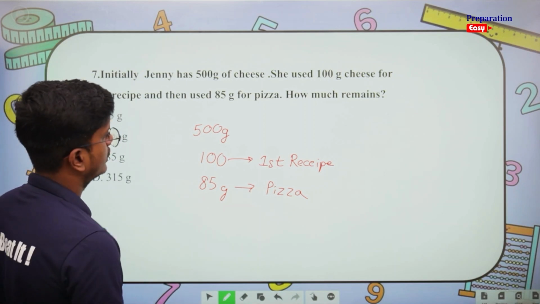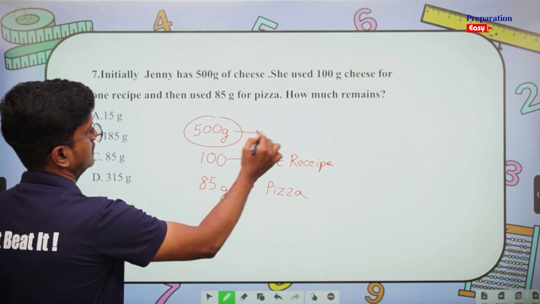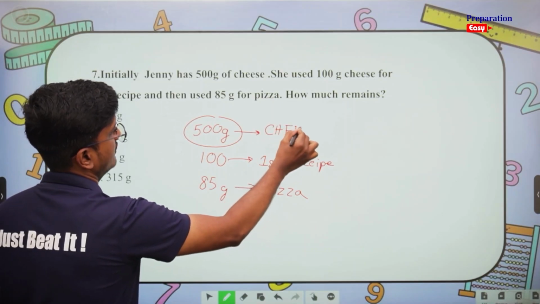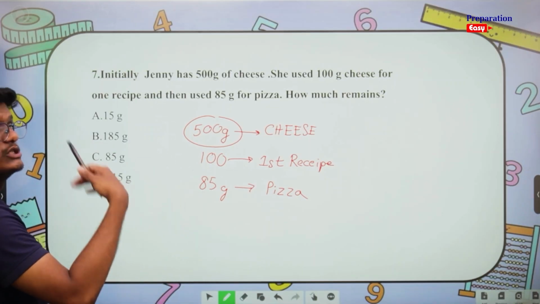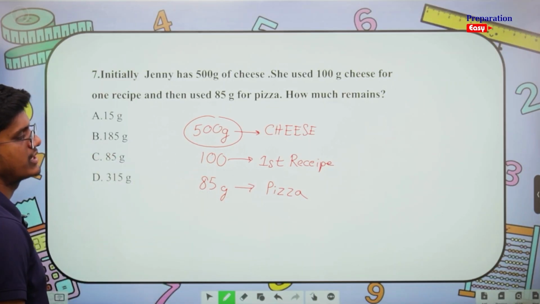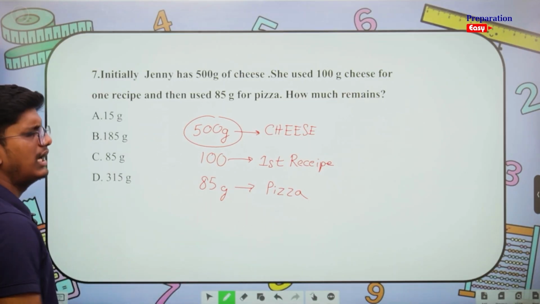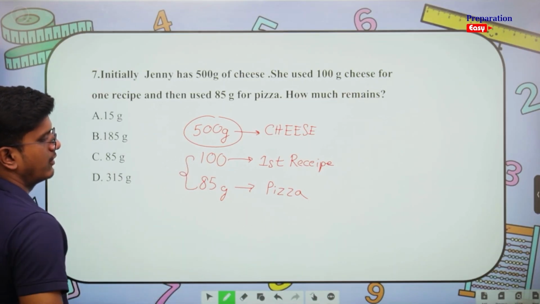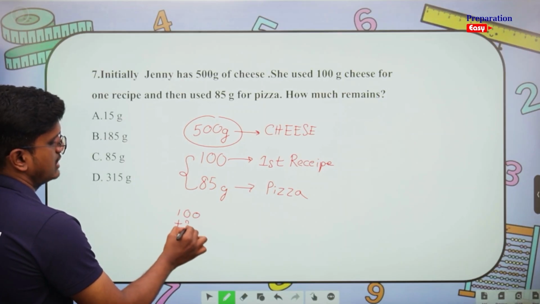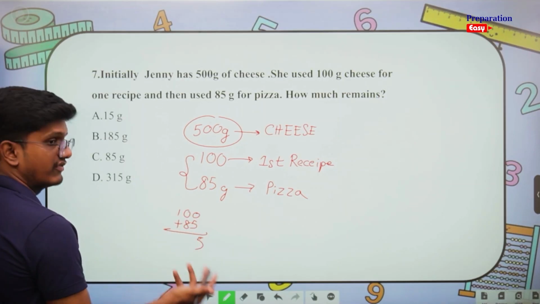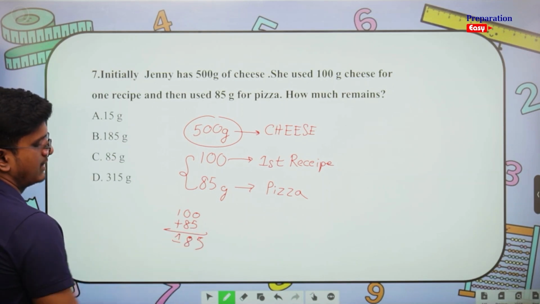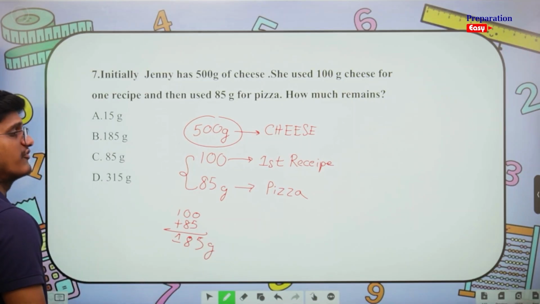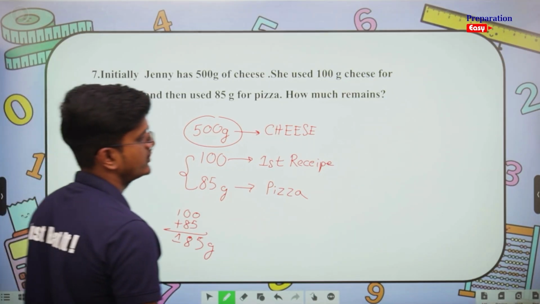So in total we have 500 grams of cheese. How much she has used? For the first recipe she has used 100 grams and for the pizza she has used 85 grams. Let's add this together. 100 plus 85. 0 plus 5 is 5. Anything if we add to 0 we will get the same number. 0 plus 8 is 8, and 1. So 185 grams of cheese has been used out of 500.